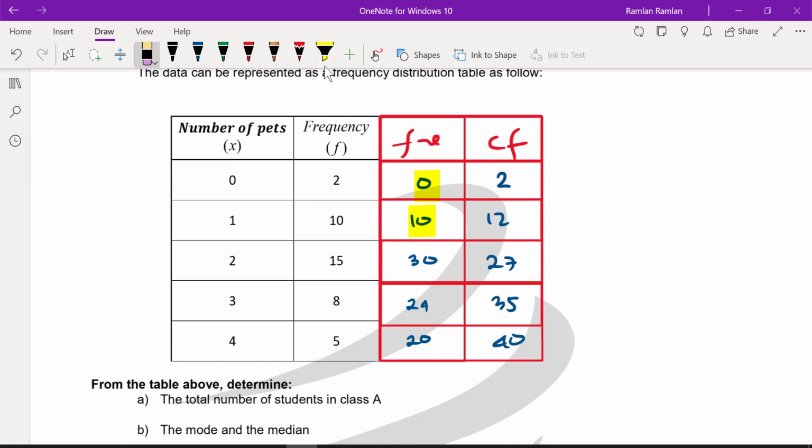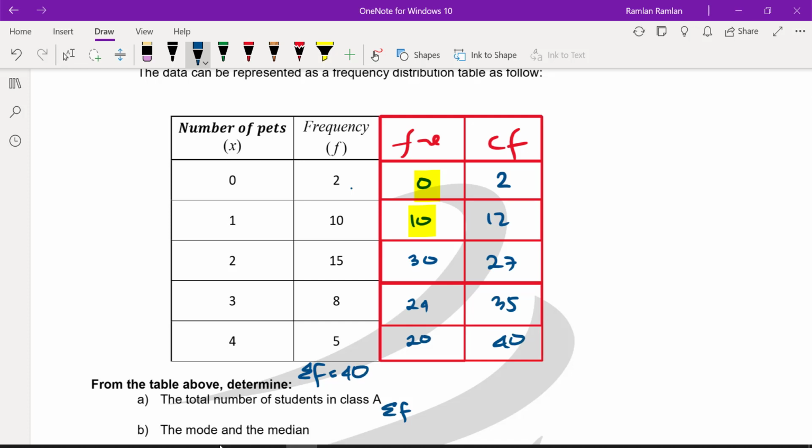Okay, the question: from the table above, determine the total number of students in class A. This is just going to find out the sigma f, the total number of data. So what you need to do is just add all of this together, and you'll get what we call the sigma f. It's the total number of data. 2 plus 10 is 12. You can actually see it from here, guys. When you have the CF, this number here is the total number of data. So that will be just equal to 40.